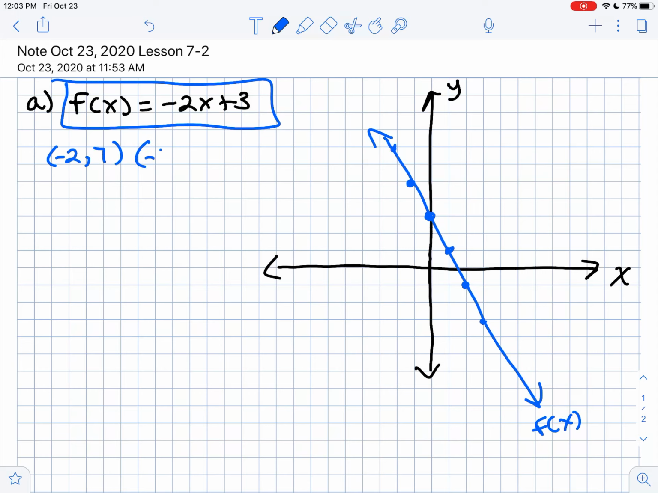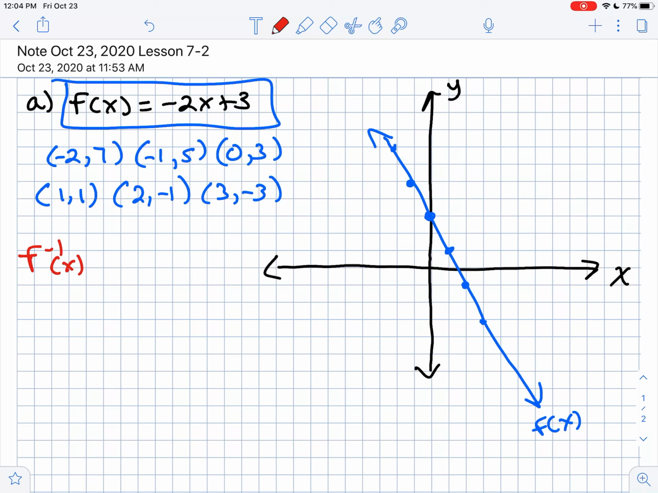So this function's ordered pairs: I've got some points plotted at -2, and I'm up 1, 2, 3, 4, 5, 6, 7. I'm up at 7. I have an ordered pair at -1, 5. I have an ordered pair at 0, 3. And I have an ordered pair at 1, 1. And I have an ordered pair at 2, -1. And I have one more at 3, -3.